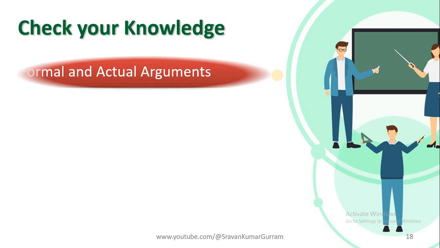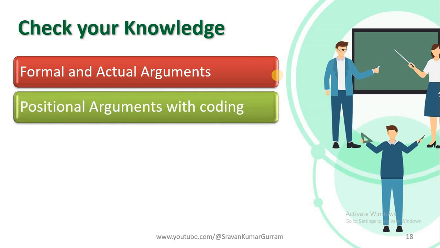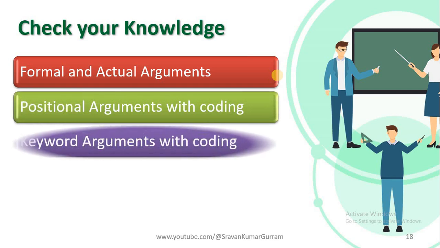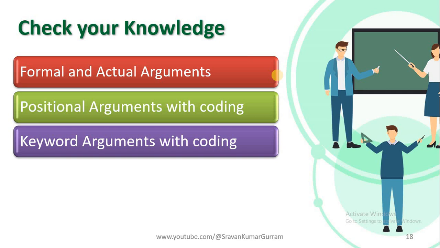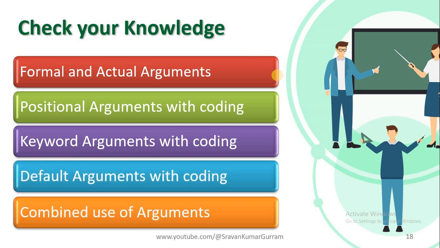Check your knowledge of what we covered: formal arguments and actual arguments, positional arguments with coding, keyword arguments with coding, default arguments with coding, and we have checked the different combinations of positional and keyword arguments and default and non-default arguments also. Remember the rules we covered.